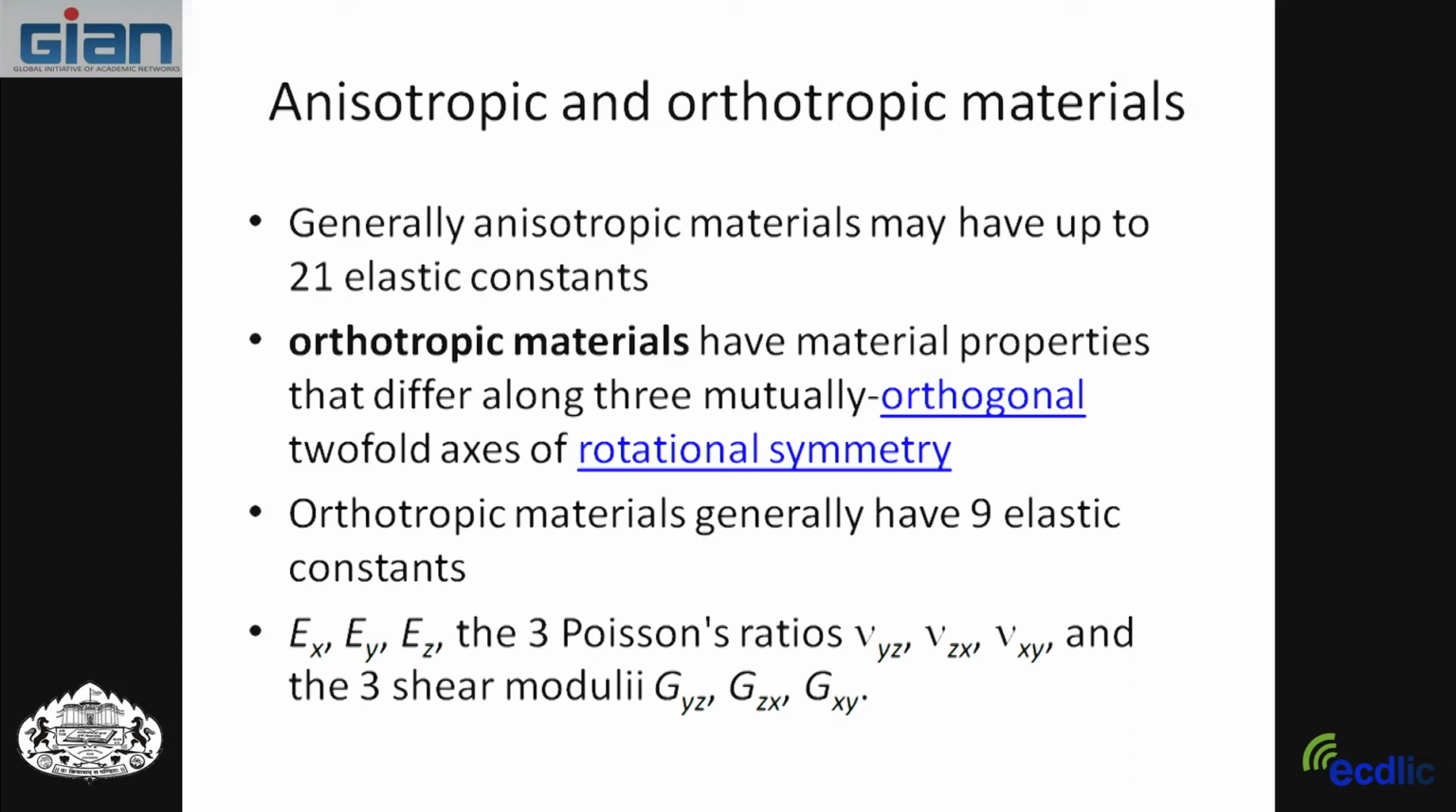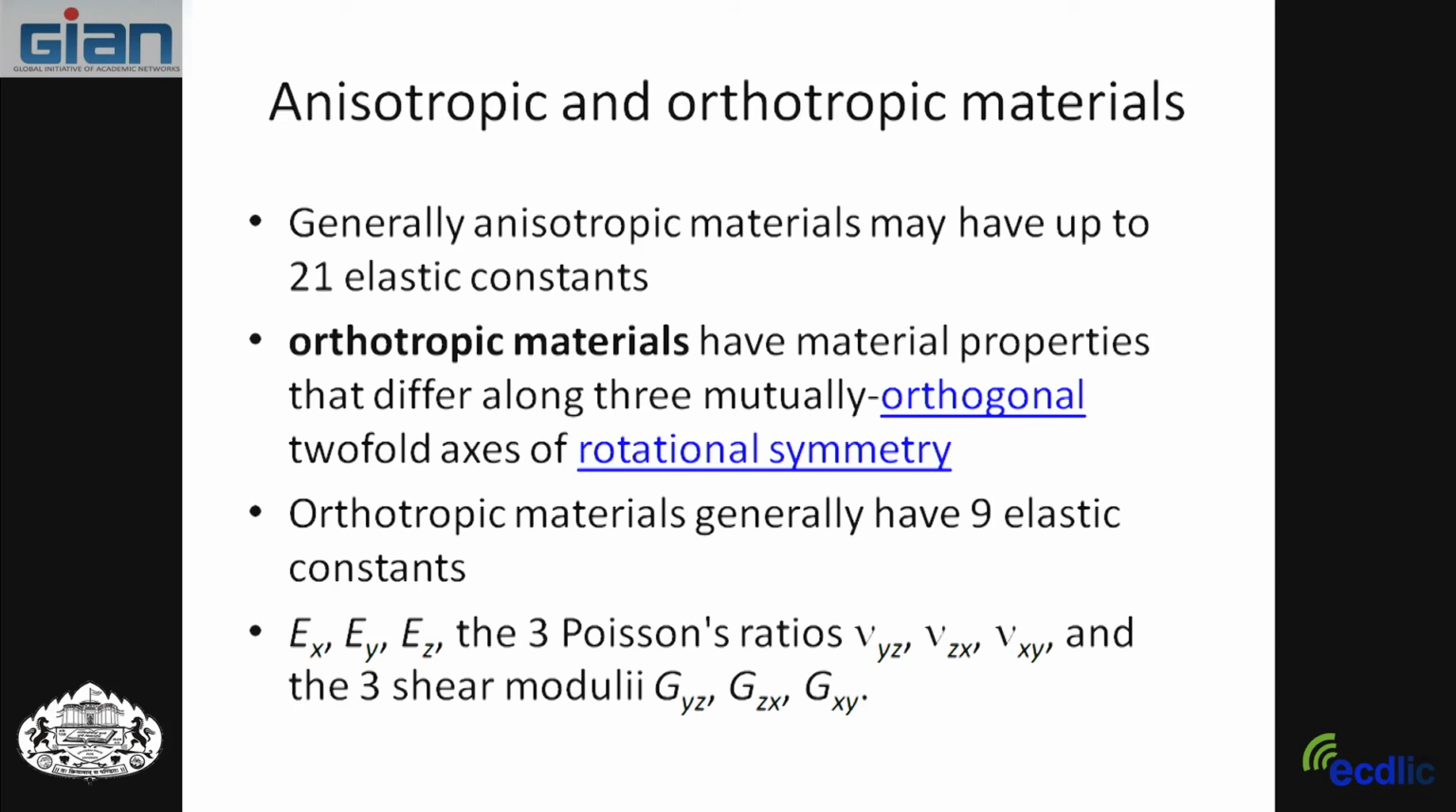Now, generally anisotropic materials may have up to 21 elastic constants. So 21 elastic constants versus 2 makes a big mess when you're trying to go Ks and all that kind of stuff. However, orthotropic materials are materials that have properties that differ along 3 mutually perpendicular axes and have axes of rotational symmetry. So orthotropic materials usually limit themselves to only 9 elastic constants.